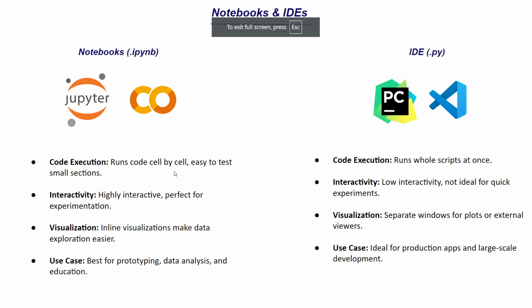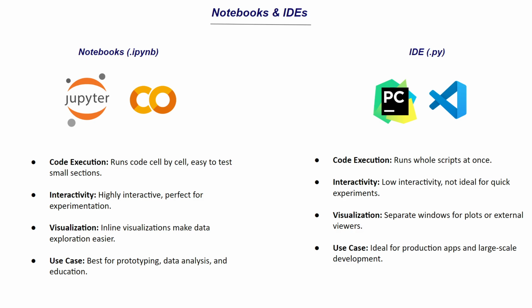So in the case of notebooks, you run the code cell by cell or part by part, right? Whereas in the case of IDEs, you run the whole script. And again, both of these have their advantages and disadvantages as well. So because of this ability to run part of the code, it is easy to test small sections of the code that you want to experiment with.